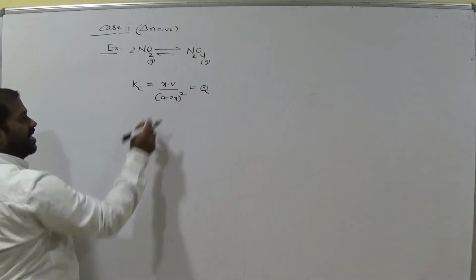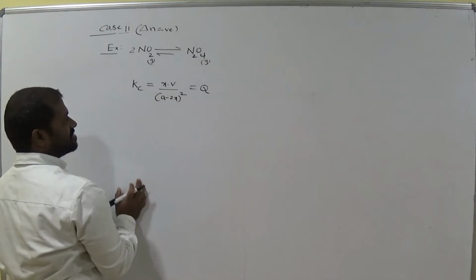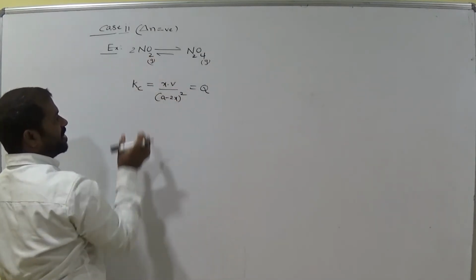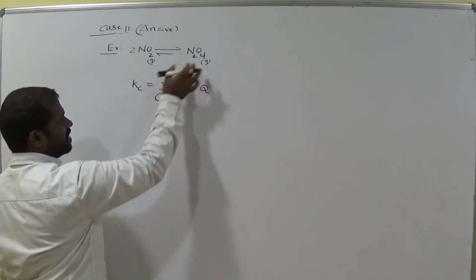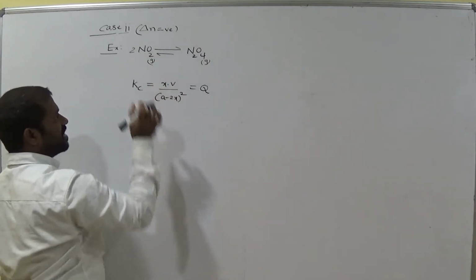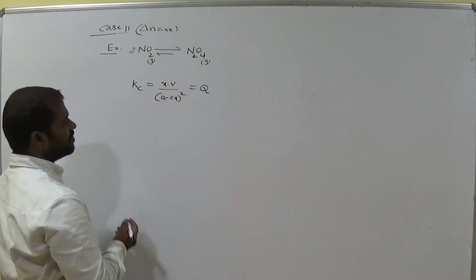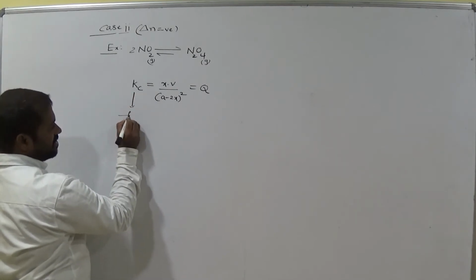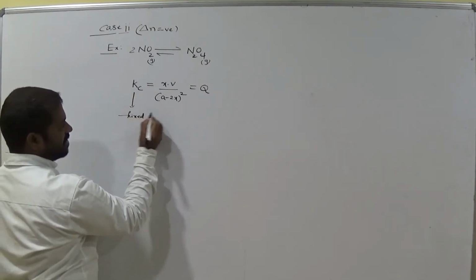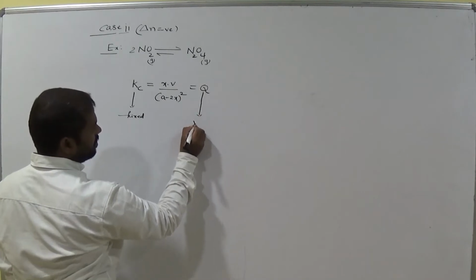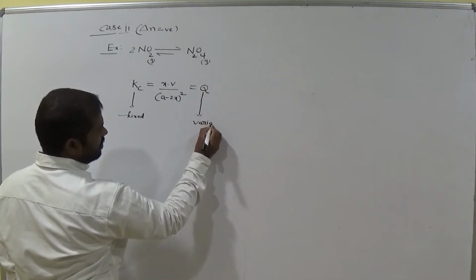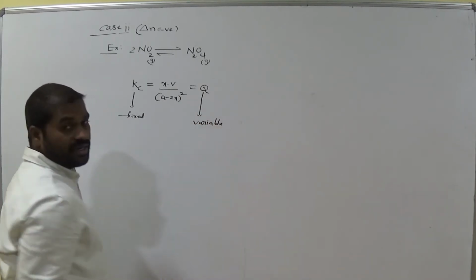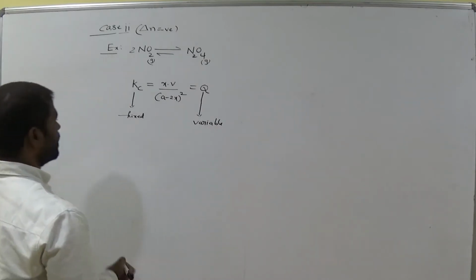Here V is volume, x is the concentration of product, and A is the concentration of reactants, am I right? Kc is always fixed, this value is fixed, and Q is variable. Q is variable. Is it okay?